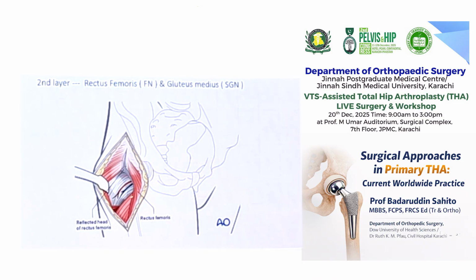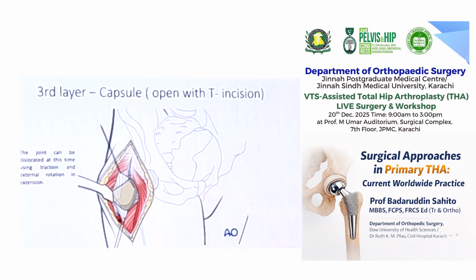And these are some vessels. Sometimes when you open this, around the capsule you get some bleeding. And these are direct branches coming from the femoral vessels. So sometimes people ligate these, or they sometimes cauterize as well. So reflect both, and then in the end you will find the capsule. So first layer, second layer, capsule.